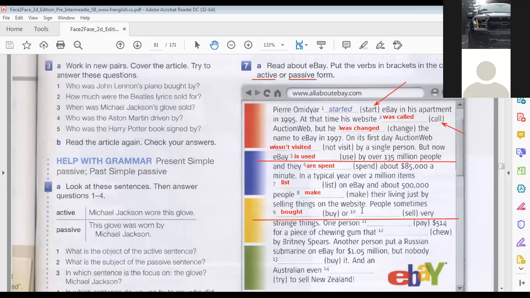Okay. All right, Sophia, what about you? Can you finish what's left of the paragraph? So you can start from here. One person bought $514 for a piece of chewing gum. Excuse me, one person? Bought. Okay, but here we don't have bought, we have pay. The verb is pay.